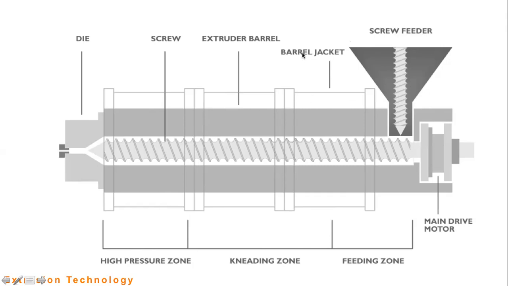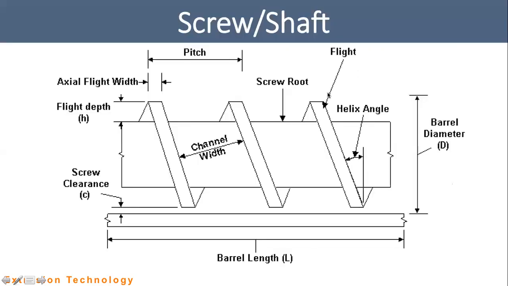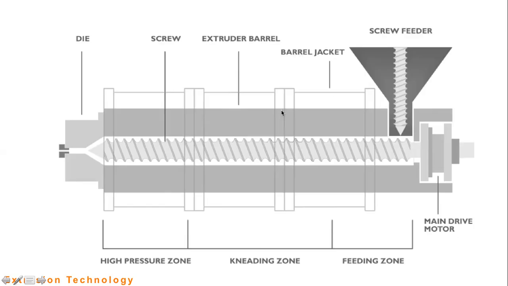Then this is the barrel jacket. What is the purpose of having a barrel jacket? You can see in the ash color, you can see the barrel, and here you can see the barrel jacket again. This one is the barrel, this is the screw, and again we have a barrel jacket for what?